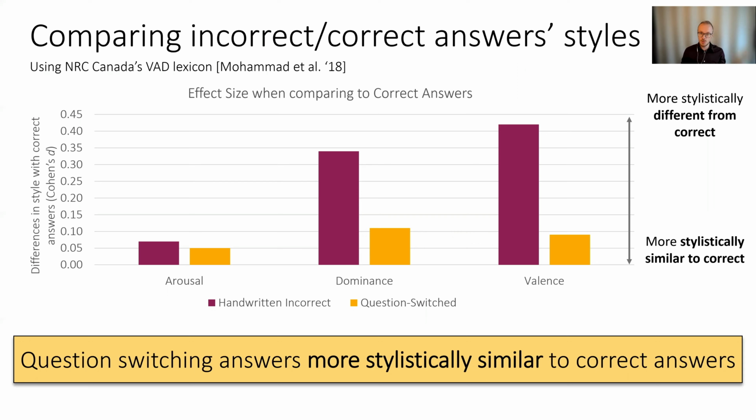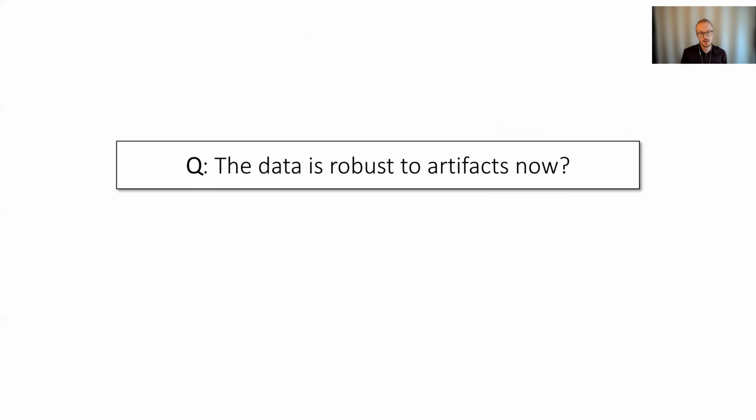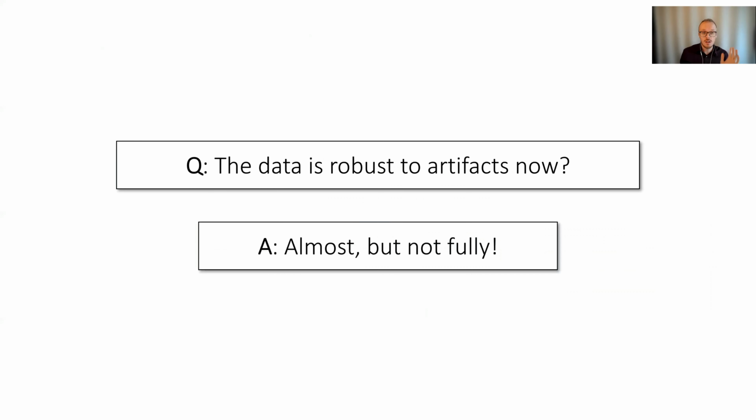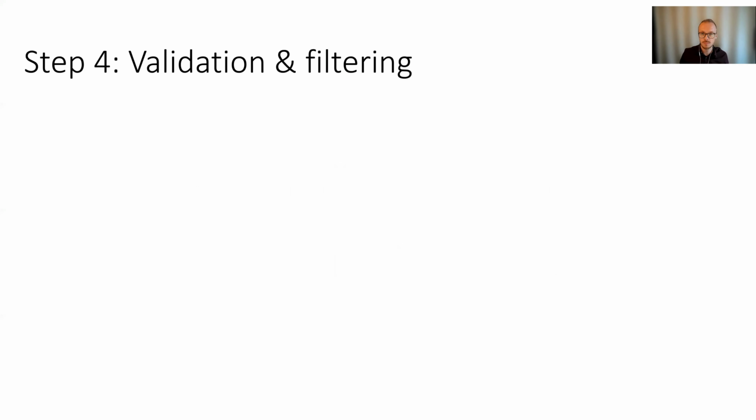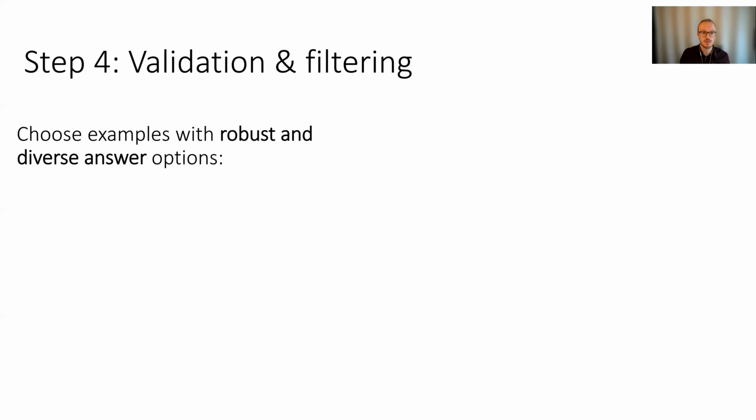So you might think, okay, now that we have our adversarial incorrect answers, the data is robust to artifacts. The answer here is almost, but not fully. There are still some things that need to be corrected for with this question switching technique as well. So we're going to do a last step of validating and filtering our data. Here our goal is to polish up all of the answer pools, and take the answer candidates that are more robust and span a diverse set of answer options.